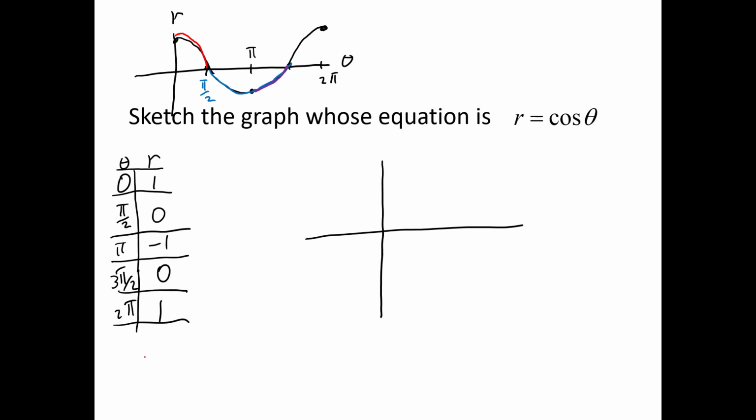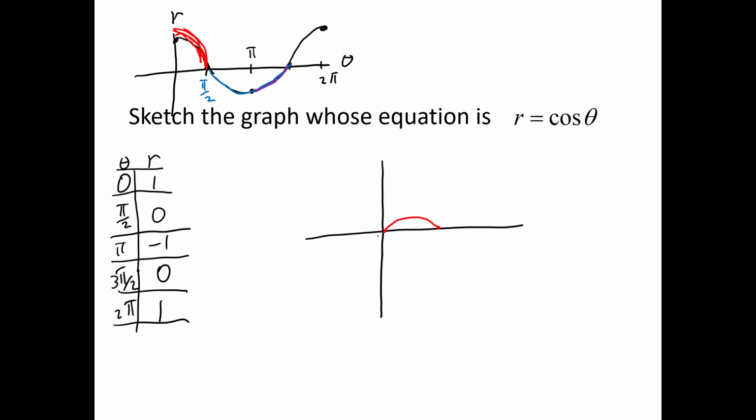Let's make this red. As my angle varies from 0 to pi over 2, you can see over here that your r values will vary from 1 to 0. So at 0, I'm at 1, and then at pi over 2, I'm at 0. And you can see from the curve that my r value is just getting smaller as my angle increases. So as my angle increases, my graph does that. Okay, so that's from 0 to pi over 2.